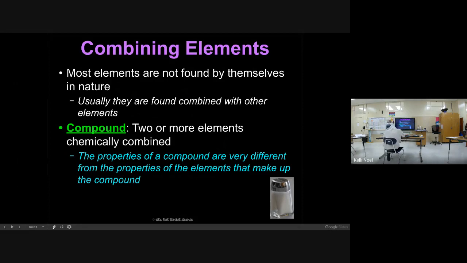A compound is 2 or more elements chemically combined, and when this happens, it creates a new substance with properties very different from the elements that make it up. The example we use all the time is sodium and chlorine, which make up table salt, sodium chloride. Sodium is an alkali metal, a very soft, silvery white, very reactive metal. It has to be kept where air or water cannot touch it because it will react violently. Chlorine is a very reactive nonmetal. It's a gas, and it's poisonous. But when those 2 elements combine, we get a product that we season our food with, table salt. So it has very different physical and chemical properties when they combine.